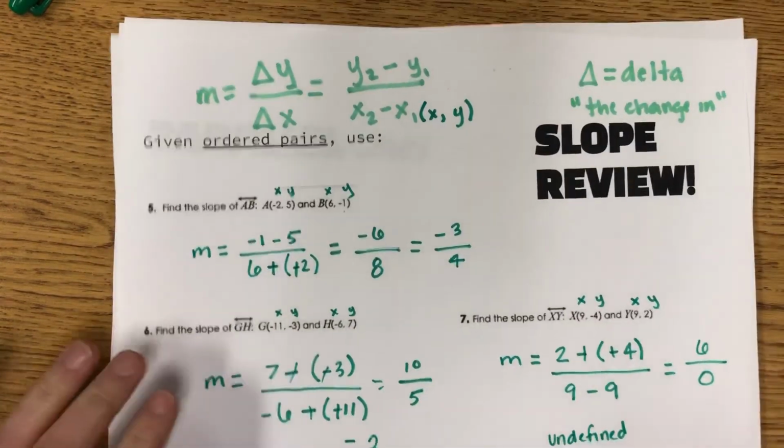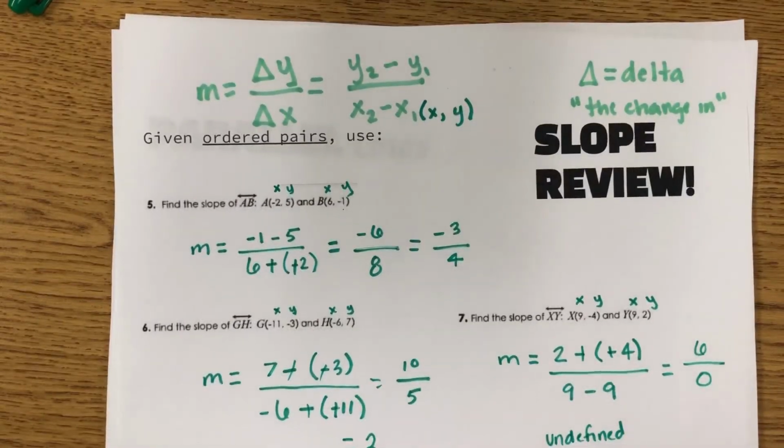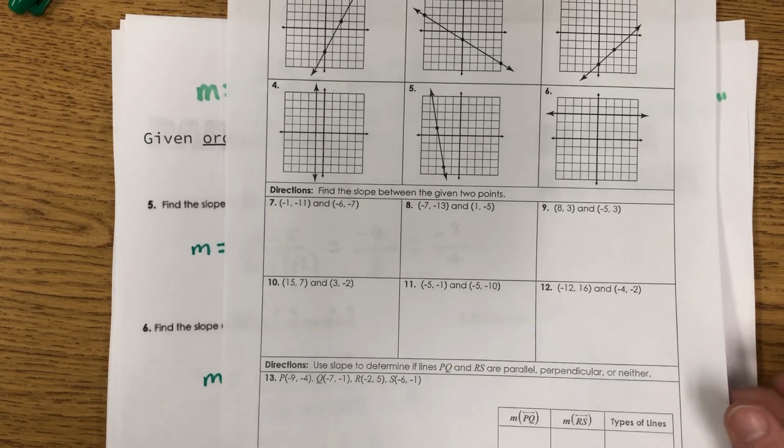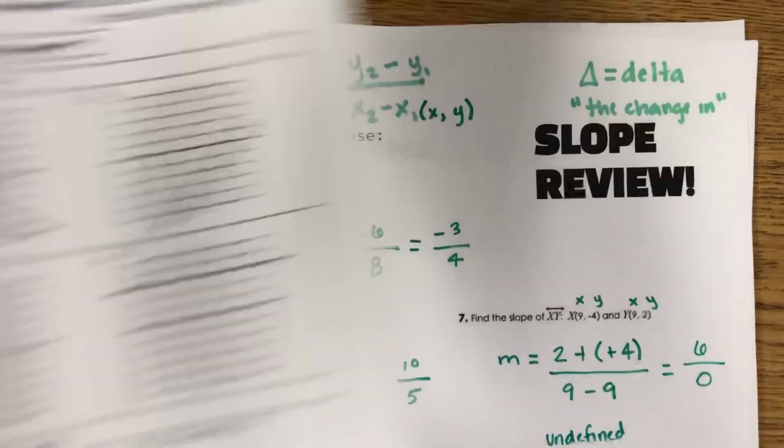All right, so go ahead and finish up slope. Your assignment for this will be this page here. It's just the homework document. You're gonna do numbers 1 through 12, numbers 1 through 12. Thank you guys, good luck.